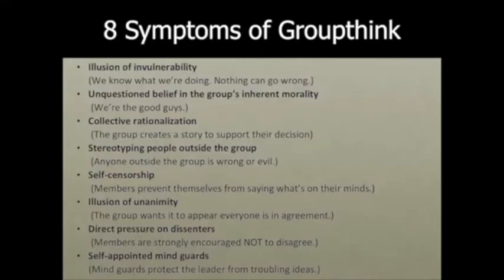Illusion of invulnerability, right? So we know what we're doing. Nothing can go wrong. Everything's hunky-dory. And then, of course, the wool is pulled from their eyes, and they realize that's not the case, right? That's the first one. Second, unquestioned belief in the group's inherent morality, right? We're the good guys. We have the moral high ground, right?